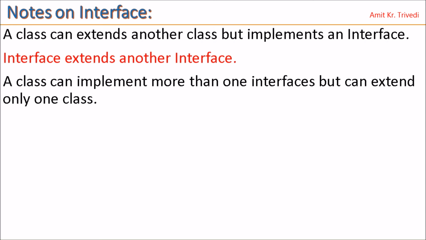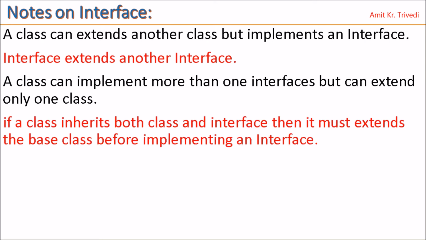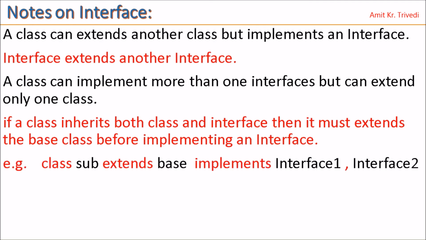So multiple inheritance is not allowed for classes, but it is allowed with interfaces. If a class inherits both a class and an interface, then it must extend the base class before implementing an interface. That means the keyword extends should appear first, followed by the keyword implements. We can see one example.